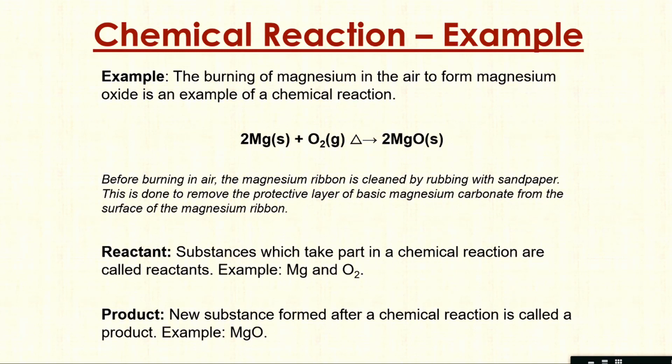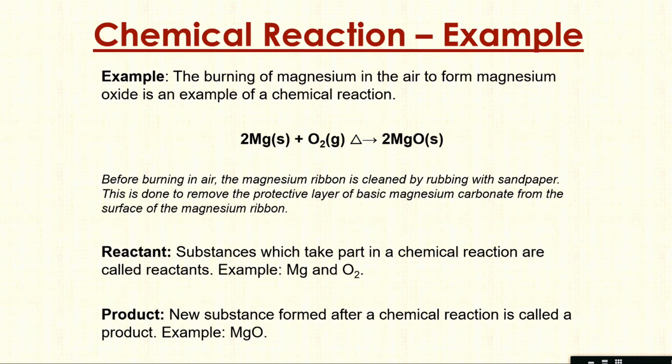Now, a chemical reaction example. The burning of magnesium in air to form magnesium oxide is an example of a chemical reaction. That is, magnesium when it reacts with oxygen forms magnesium oxide. Before burning in air, the magnesium ribbon is cleaned by rubbing with sandpaper. This is done to remove the protective layer of basic magnesium carbonate from the surface of the magnesium ribbon.